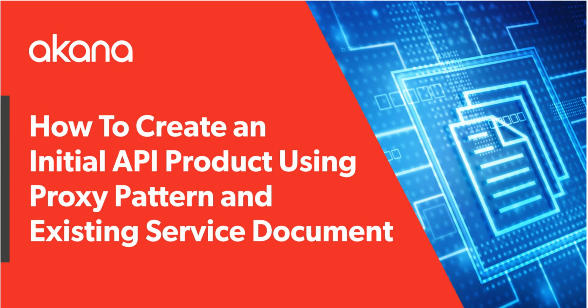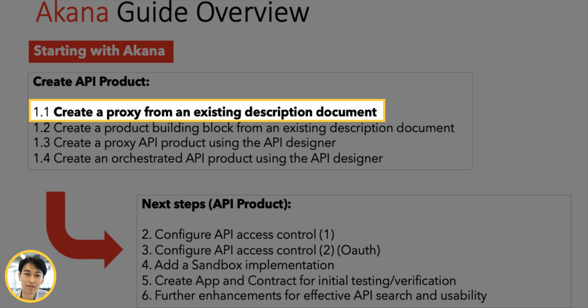In this guide, we will show you how you can use Akana to create an initial API product that proxies an unmanaged endpoint. This guide is part of a series to help you get started with Akana. Following guides explain ways to further enhance your API product for better discoverability and usability, or clarify more advanced Akana capabilities.